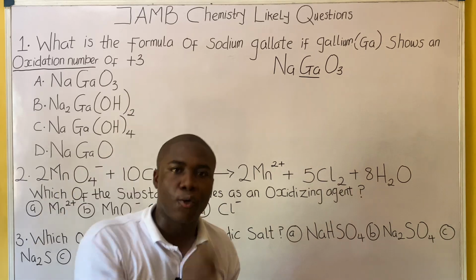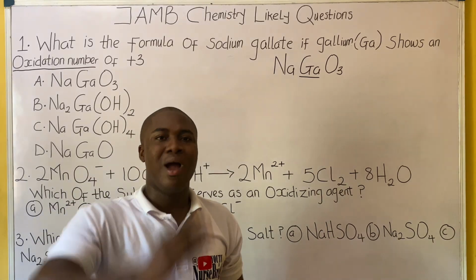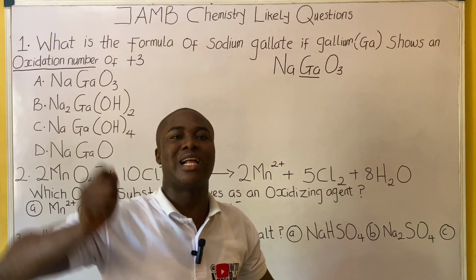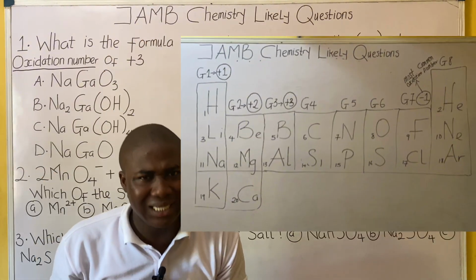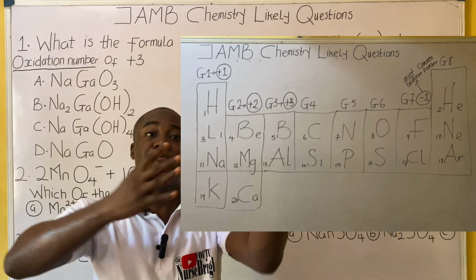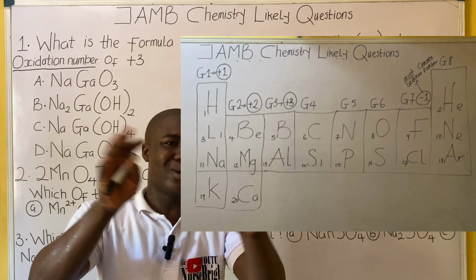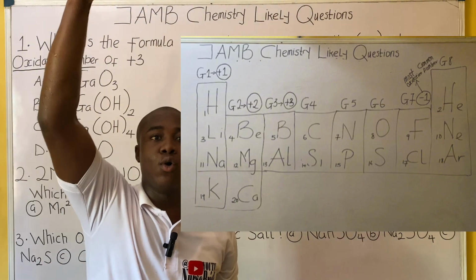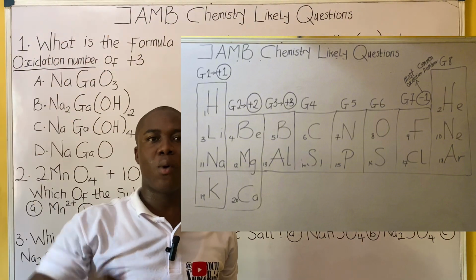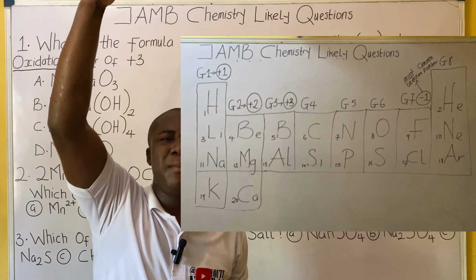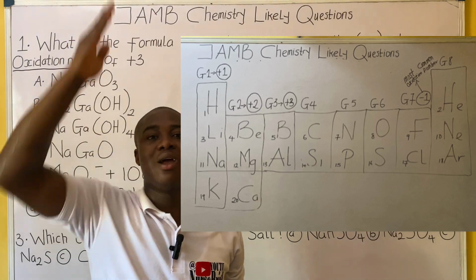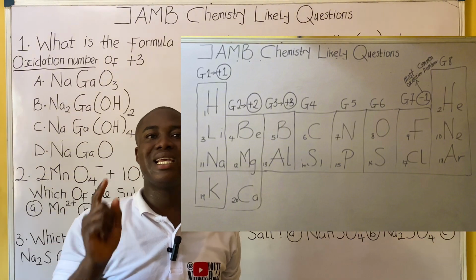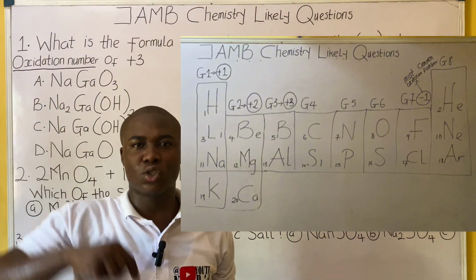Sodium is a group 1 element of the periodic table, and all elements in group 1 have their oxidation number to be +1. Do you understand? So you have to know the first 20 elements, because these are the elements that they can actually go over to ask you for. So note this now. All elements in group 1 have +1 charge. All elements in group 2 have +2 charge. All elements in group 3 have +3 charge. All elements in group 7 have -1 charge.